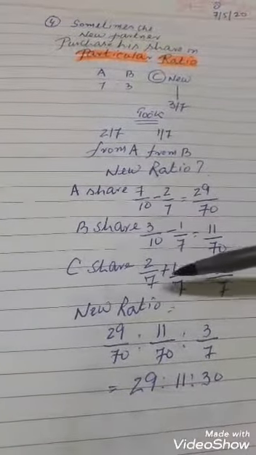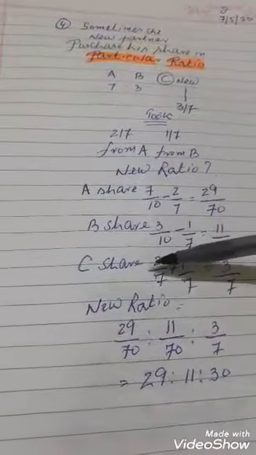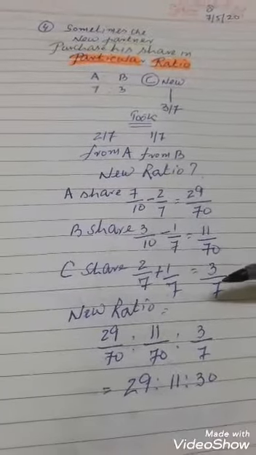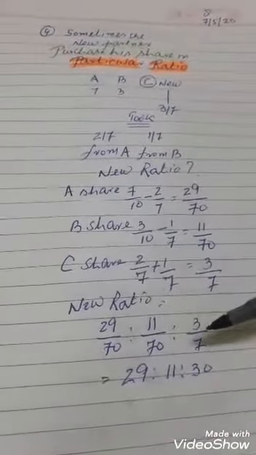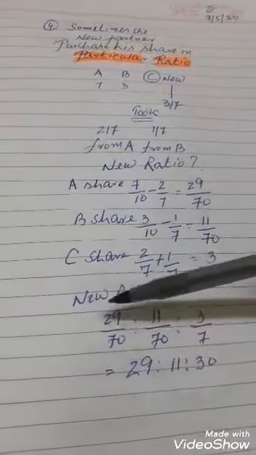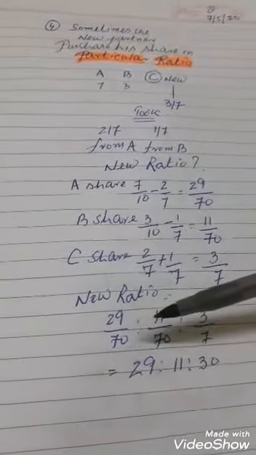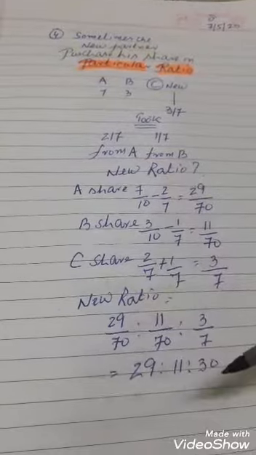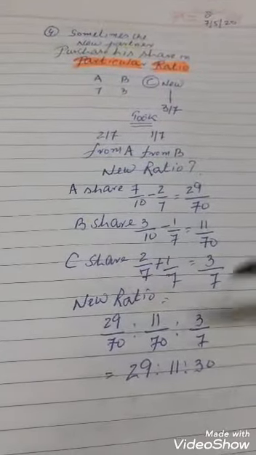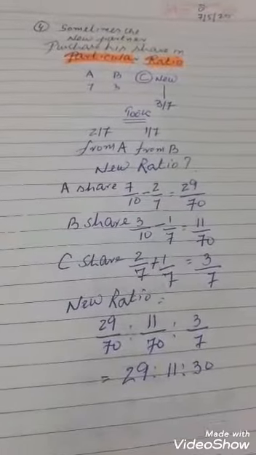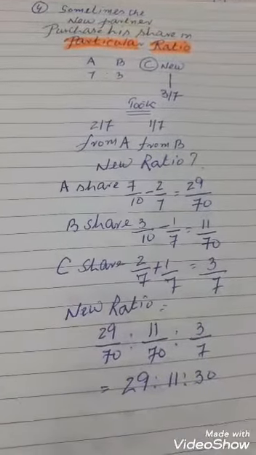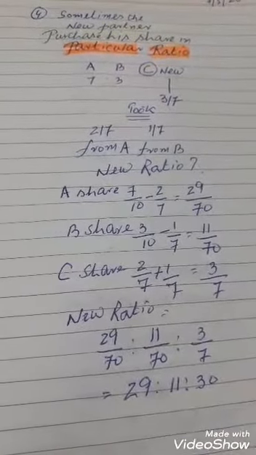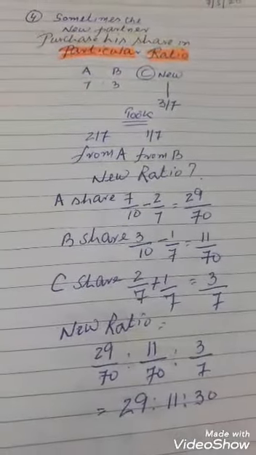Add both the shares which C takes from A and from B, and the total share of C is 3/7. Making it the simplest form: 29/70, 11/70 and 30/70, that is 3/7. Make it simpler, it is 29:11:30. So this is the method when the new partner purchases share in a particular ratio.